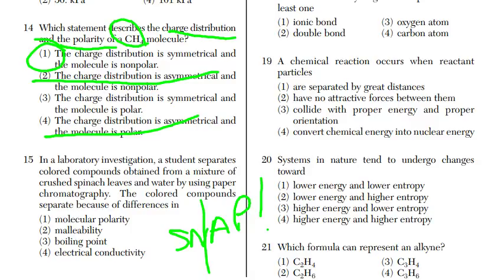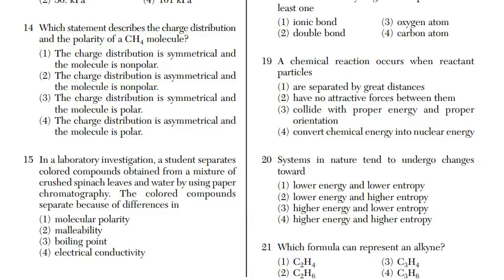All right, let's check out 15. We're dealing with a lab investigation. A student is separating colors of a mixture and is using paper chromatography. The colored compounds separate because of differences in. So remember, mixtures are just physically combined, and we're looking for the physical property that's going to separate them out. And it turns out the answer here has to do with molecular polarity.